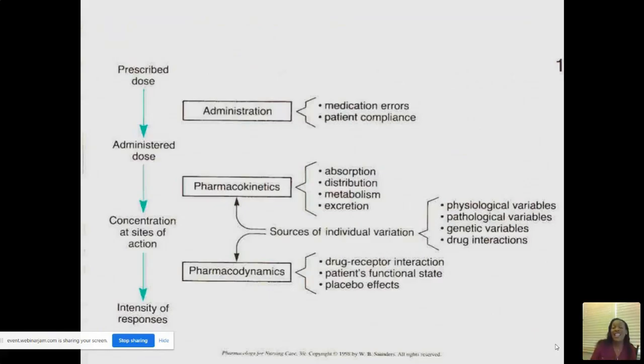So pharmacokinetics is what your body does to the drug: absorbs it, distributes it, metabolizes it, excretes it. You pee it out, you poop it out, it gets out of your body. What goes in has to come out. Okay, that's pharmacokinetics. Pharmacodynamics, the D in dynamics, is what the drug does to your body. Okay, so you've got to break those 2 down.